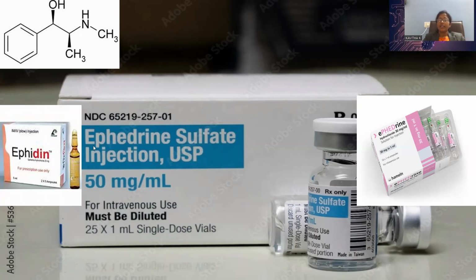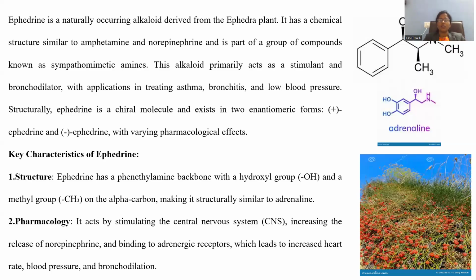The topic is regarding ephedrine. Let's go with the content called ephedrine, that is an alkaloid. Ephedrine is a naturally occurring alkaloid derived from the ephedra plant. The ephedra plant you can observe over here. This is the plant from which the ephedrine alkaloid gets extracted.